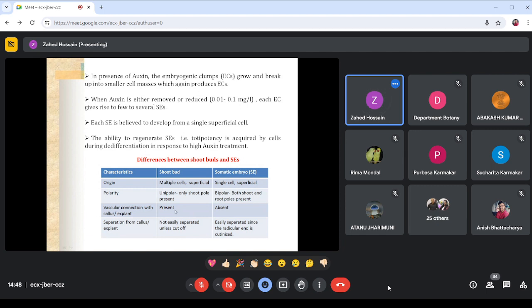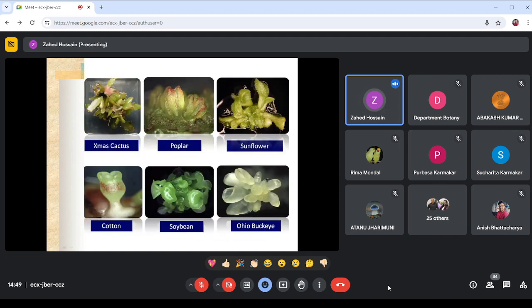Since there is a vascular connection in the case of the shoot bud, it is not very easy to separate it until you cut it off from the explant. So you have to physically use scissors to cut the shoot bud and separate it from the explant or the callus. But in the case of the somatic embryo, since there is no vascular connection, you can easily separate it from the explant or the callus. So these are some basic differences between shoot bud and somatic embryo.